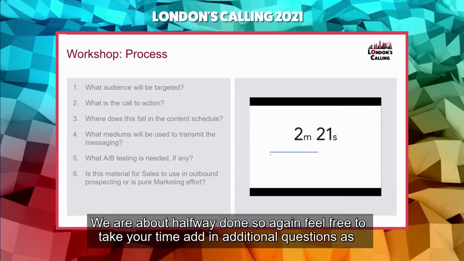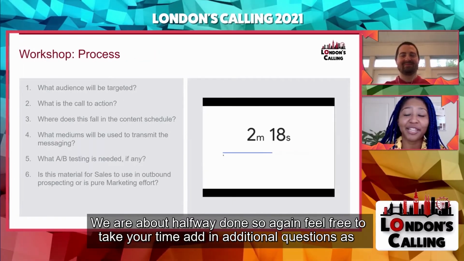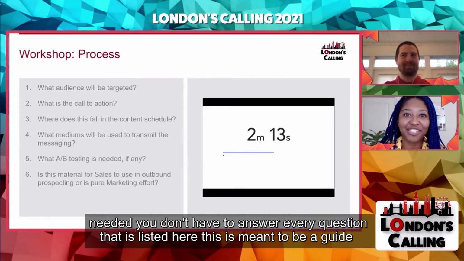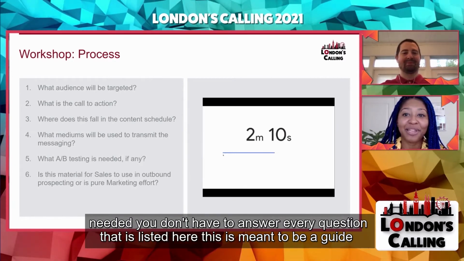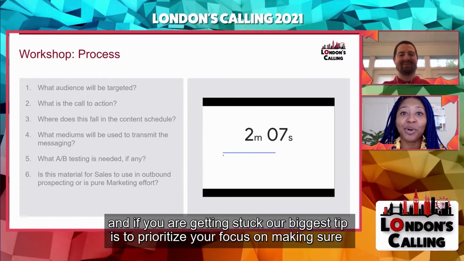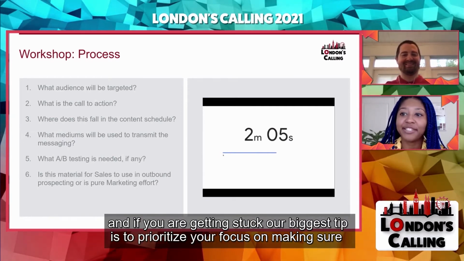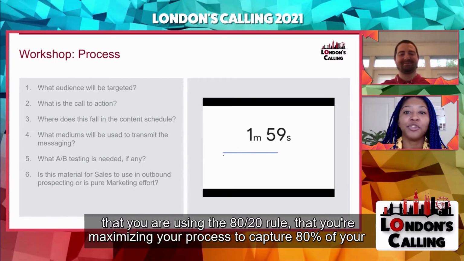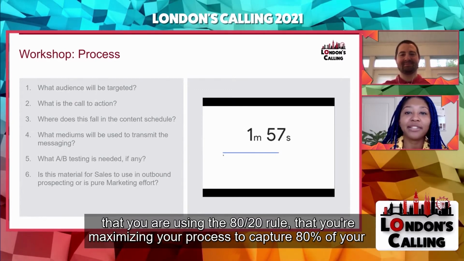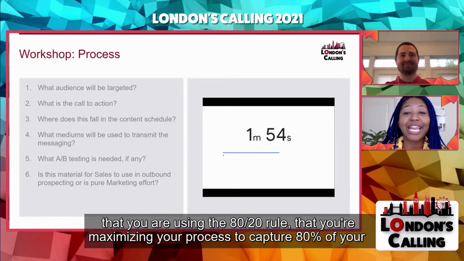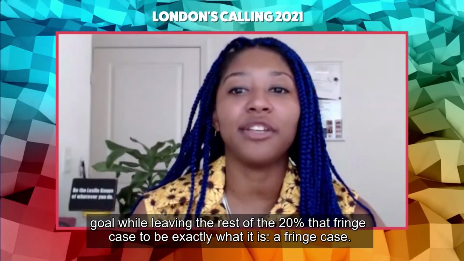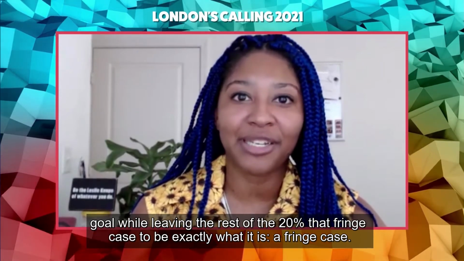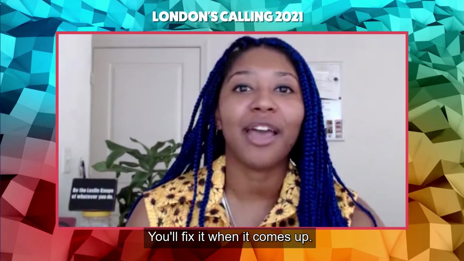We are about halfway done. So again, feel free to take your time, add in additional questions as needed. You don't have to answer every question that is listed here. This is meant to be a guide. And if you are getting stuck, our biggest tip is to prioritize your focus on making sure that you are using the 80-20 rule, that you're maximizing your process to capture 80% of your goal while leaving the rest of the 20%, that fringe case, to be exactly what it is, a fringe case. You'll fix it when it comes up.